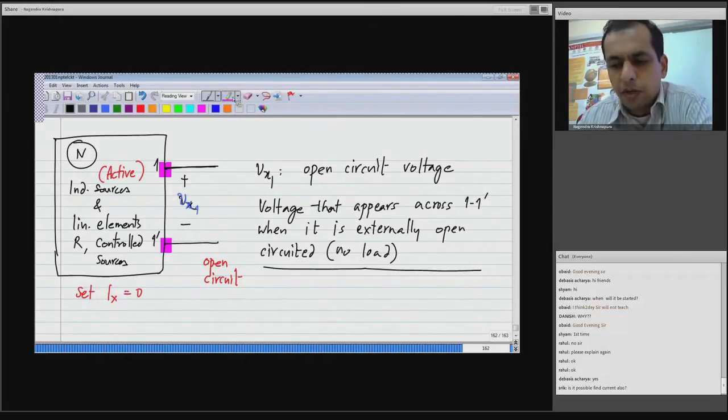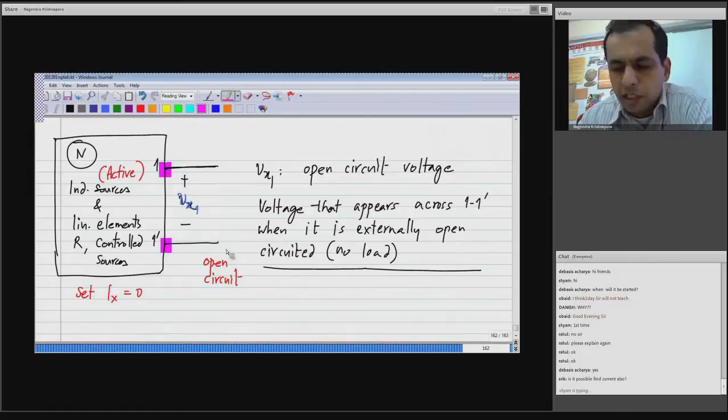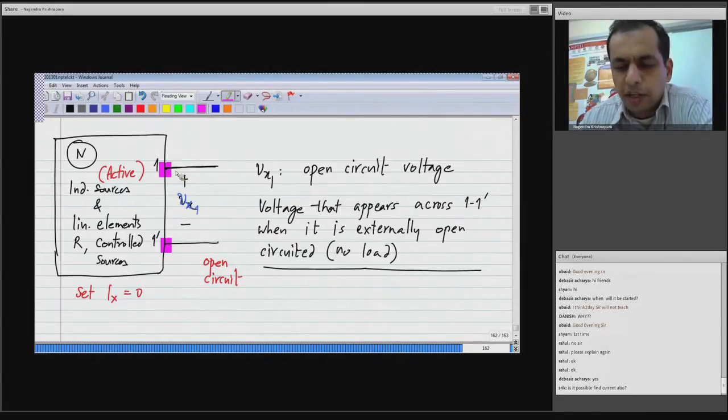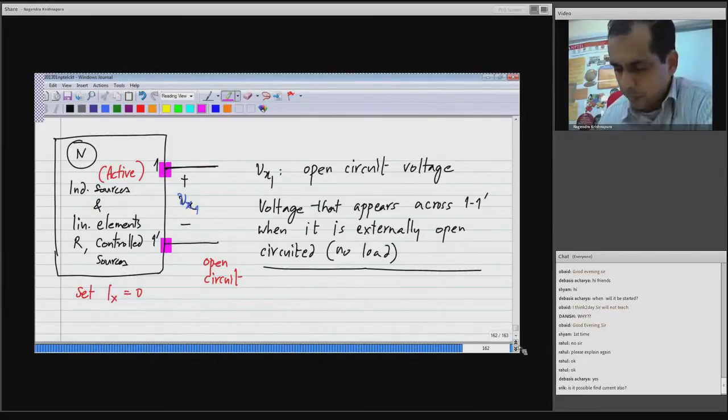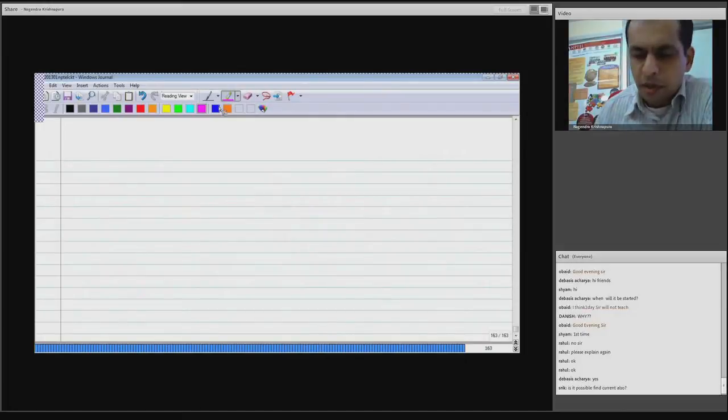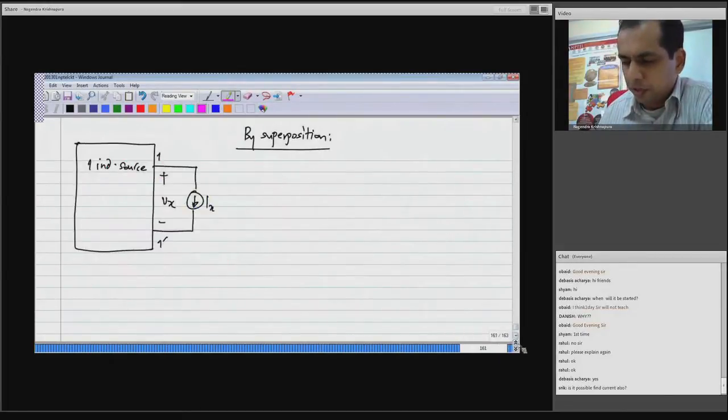Now remember, what we are trying to do is this: we have a very complicated circuit, and only these terminals 1-1 prime are accessible to us. And this may be connected to yet another circuit. Instead of analyzing this complicated circuit N every time, we would like an equivalent representation of N that is simple. That's our goal. That's what we are driving at. Because if we are not interested in the internal details of N, we have only this 1-1 prime, and this will be driving the other circuit. So we are only interested in what happens at the terminals 1-1 prime and in the other circuit. We don't need to analyze all of N every time. That's the idea. Now, that is the first piece of the puzzle, the open circuit voltage.